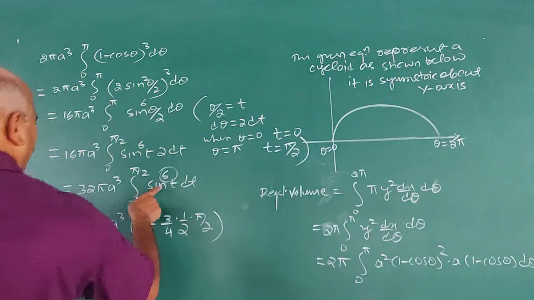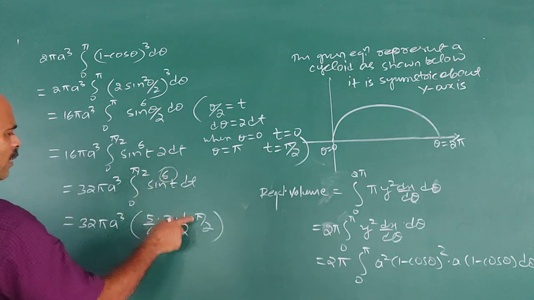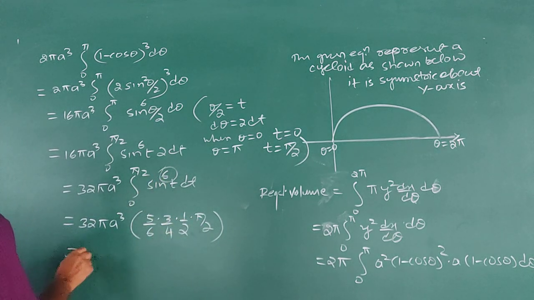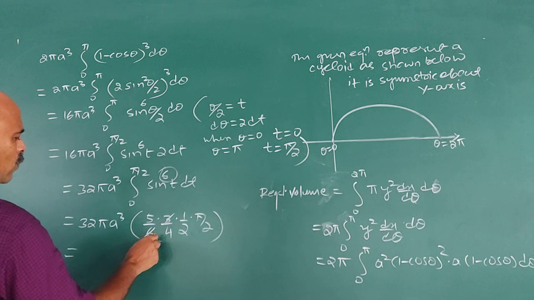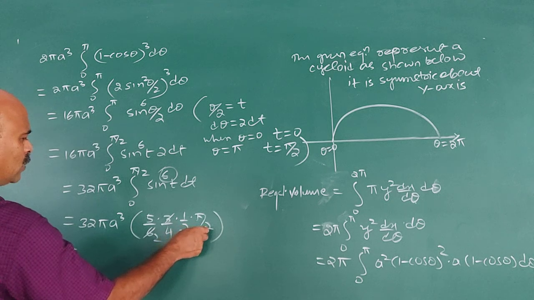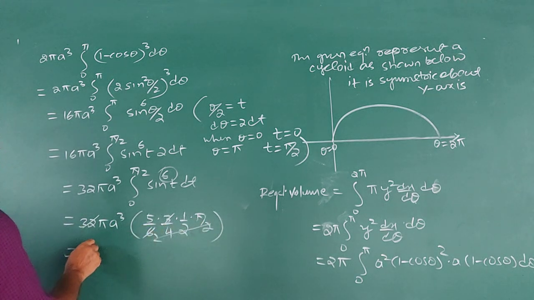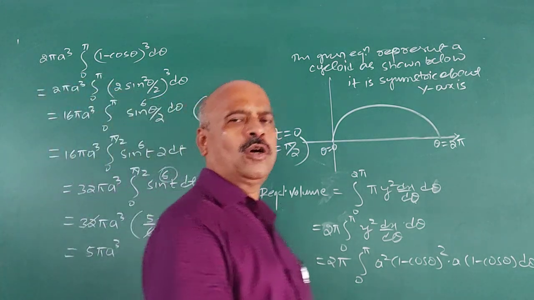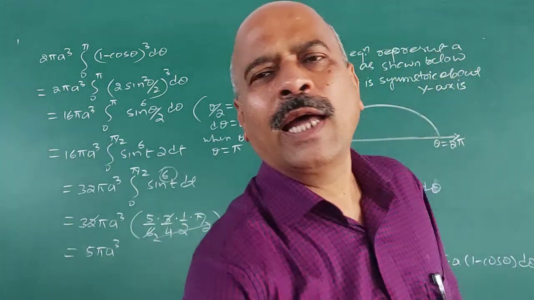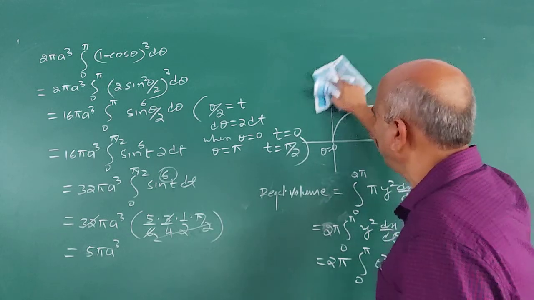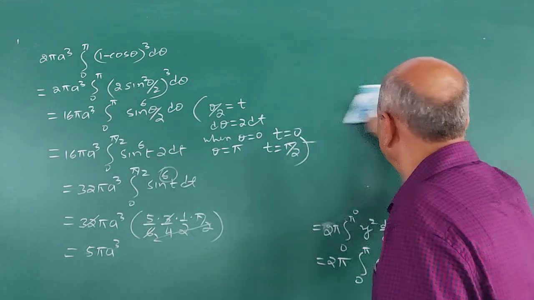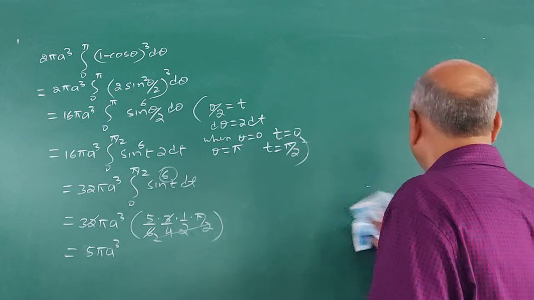Sin theta raised to n, when n is positive and n is even, it will be multiplied by pi by 2. So 3, 1, the 3, 2, the 4, the 8, the 16, the 2, 32. This cancels. So we get 5 pi a cube. This is the volume of the solid obtained by revolving one arc of the cycloid about its base.